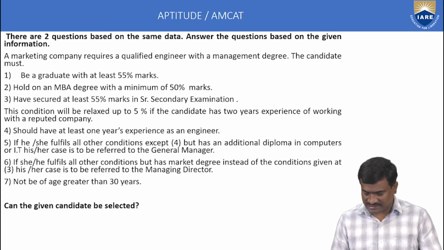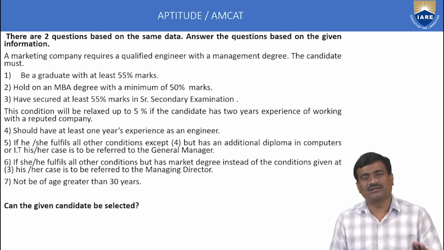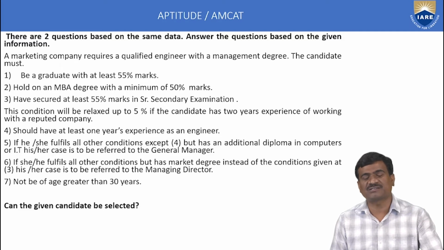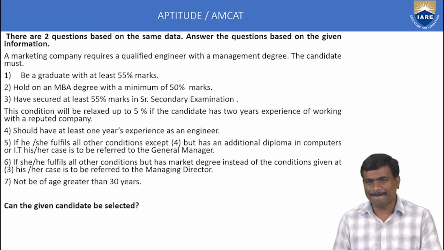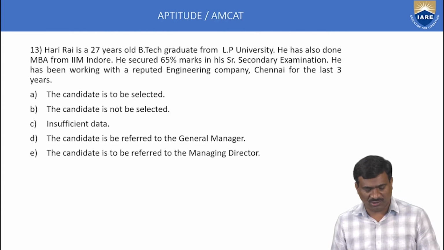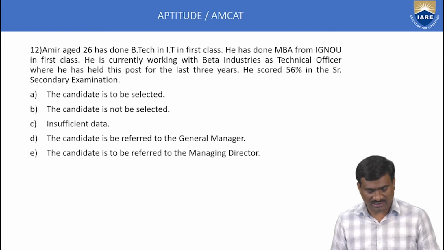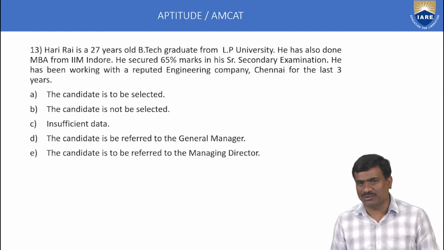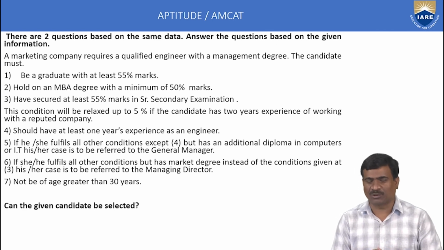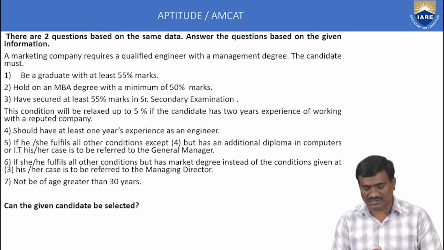Next topic name: decision making. This type of question belongs to decision making, and it is given as information followed by 2 examples. The 12th and 13th, 2 questions, belong to decision making. It is a simple topic, and only the information is important. There are 2 questions based on the same data. Answer the questions based on the given information.